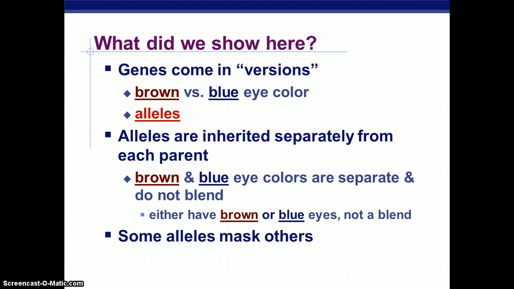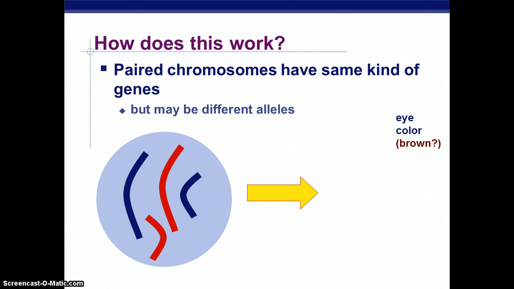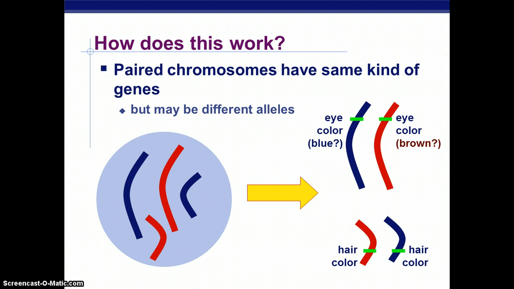This is the case where some alleles mask others. So brown eye color masked blue. That is called dominance. Okay, so paired chromosomes have the same kind of genes, but may have different alleles. So here, if we were to pair these up by length, then we would get these. Each allele contains a gene here for eye color and here for hair color.